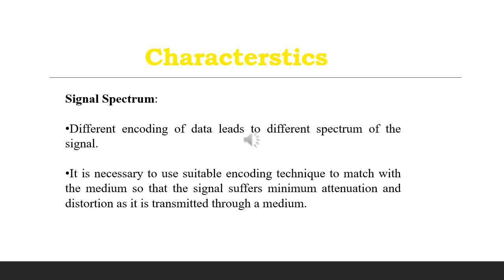Signal spectrum. Different encoding of data leads to different spectrum of the signal. It is necessary to use suitable encoding technique to match with the medium so that the signal suffers minimum attenuation and distortion as it is transmitted through a medium.